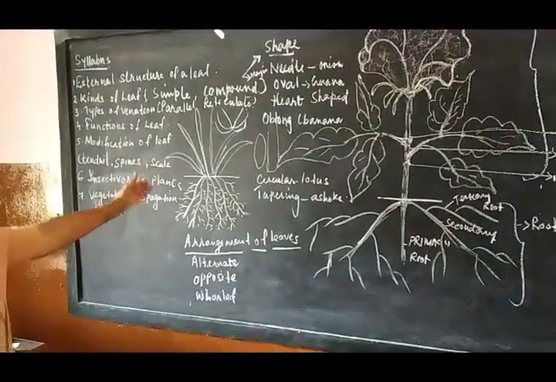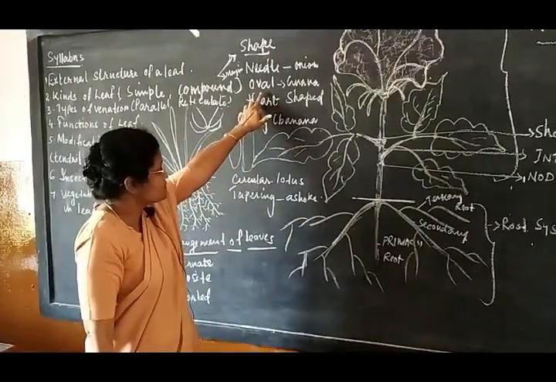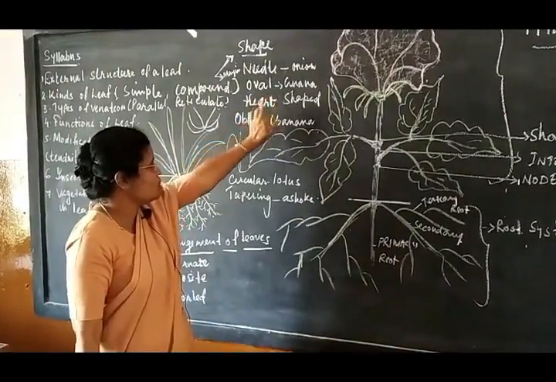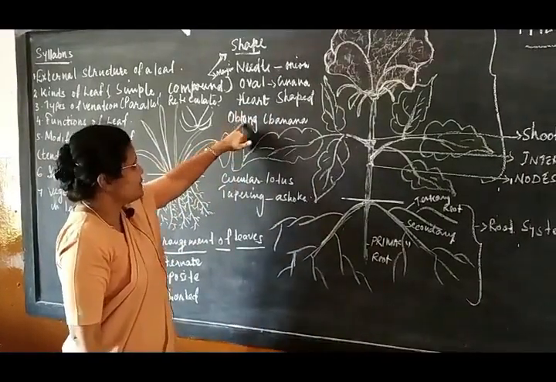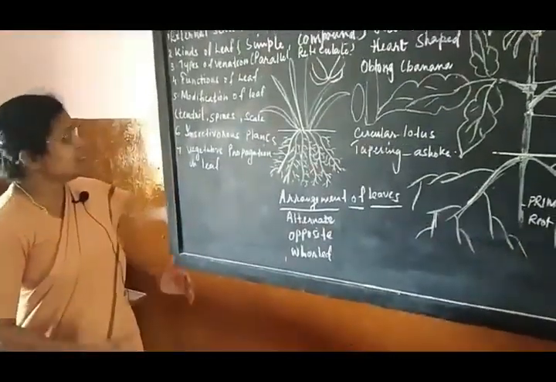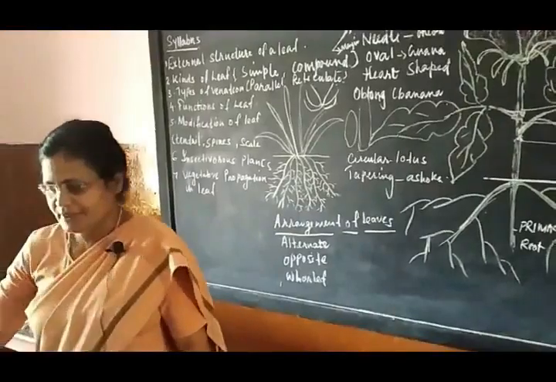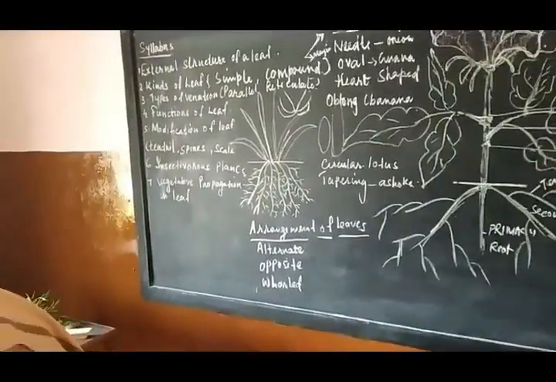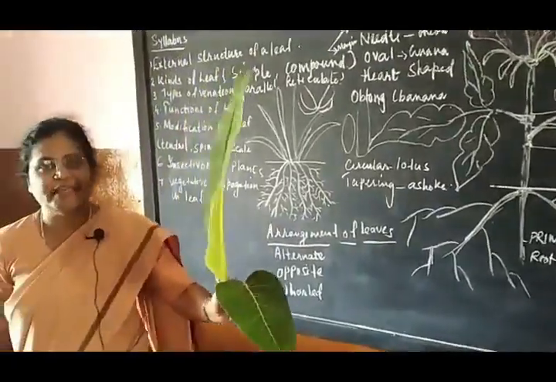Okay, then we saw, based on shape, a leaf that has a needle shape, a leaf that has an oval shape, that is your guava, heart shape, that is your peepal leaf, then you have oblong, that is your banana leaf. Next we go to type of venation. Okay. Now where is my banana leaf? Yes, it's here. And where is my maple leaf? Okay. Now we go to type of venation.